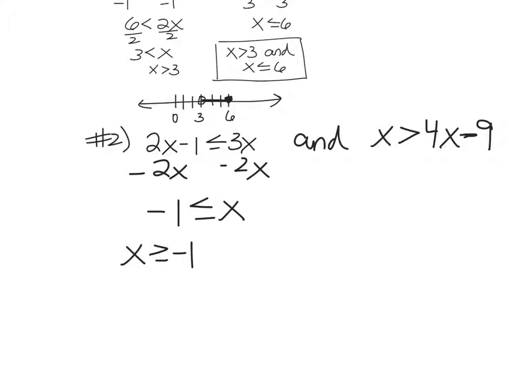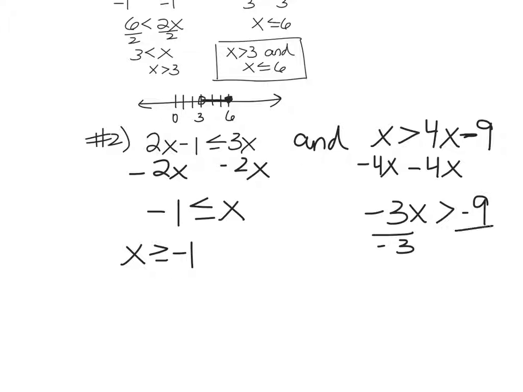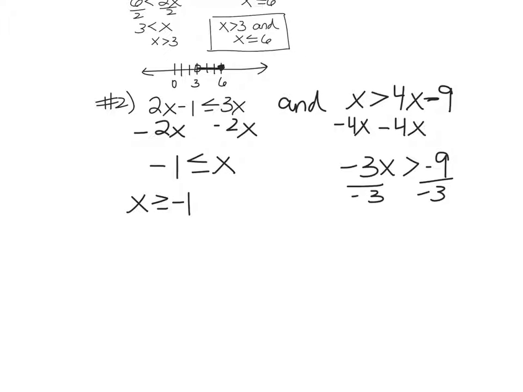Over here, let's go ahead and get our x's together by subtracting 4x to the other side. x minus 4x is -3x is greater than -9. Okay, we're going to divide by -3, and what are we going to do when we divide by a negative number? We're going to flip the sign the other way because we're dividing by -3.